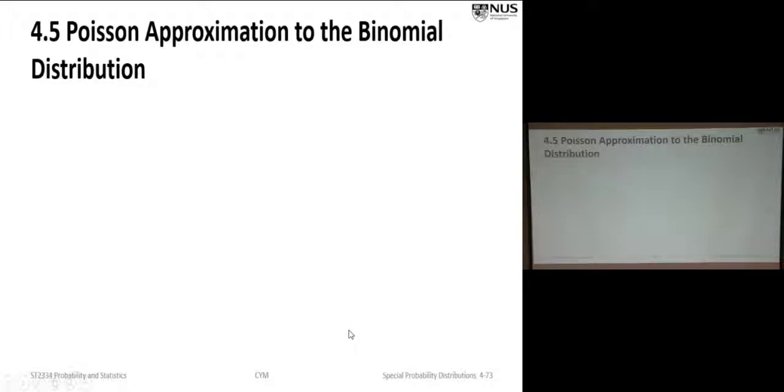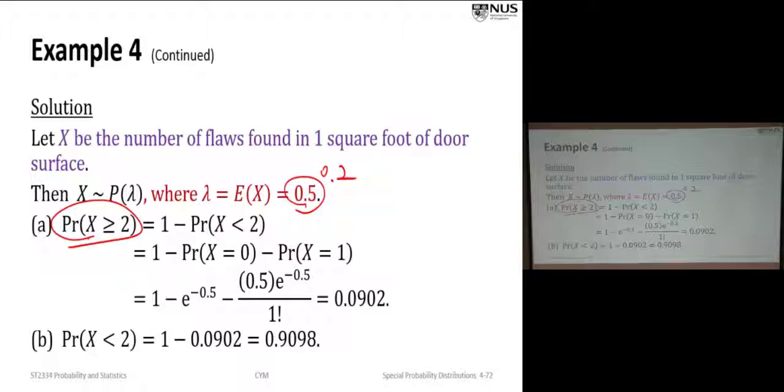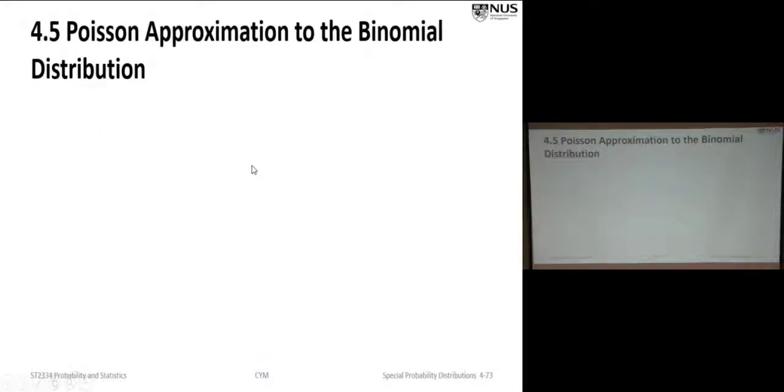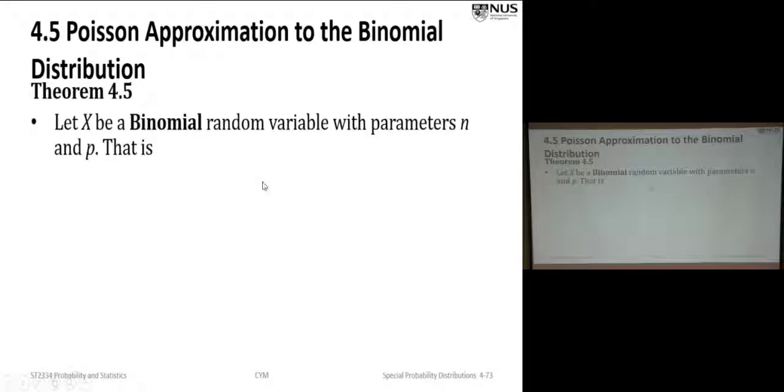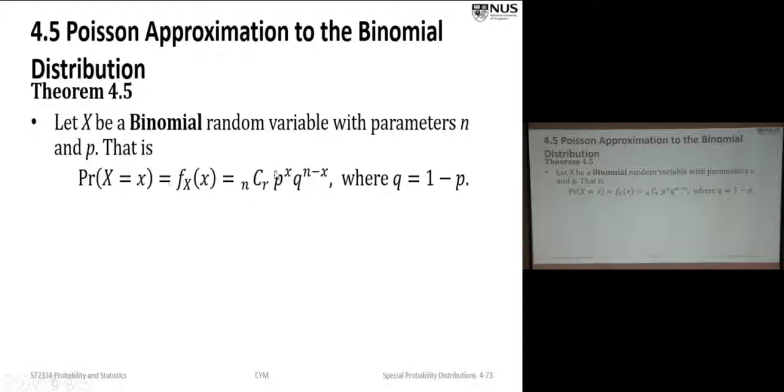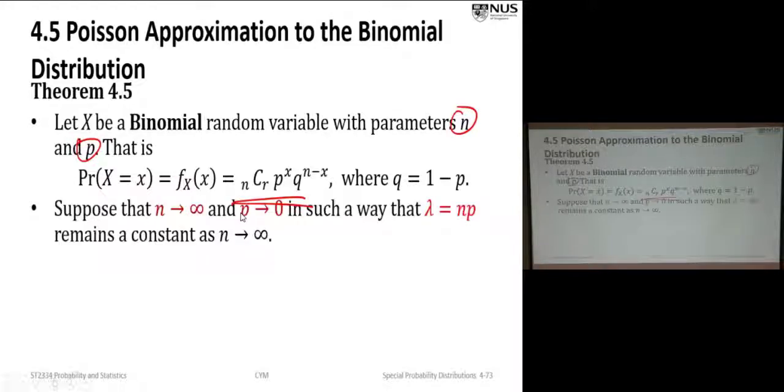Okay. So this is to link up the Poisson distribution and the binomial distribution. So far, we just discussed each individual family of distribution. Now we try to link up the Poisson and binomial distributions. All right, here is a result. This is a binomial random variable with parameters n and p. All right, so this is the probability function.